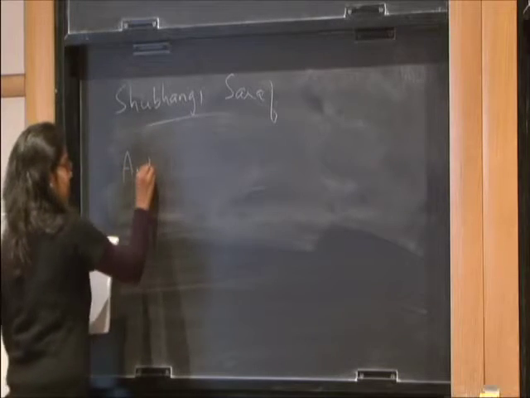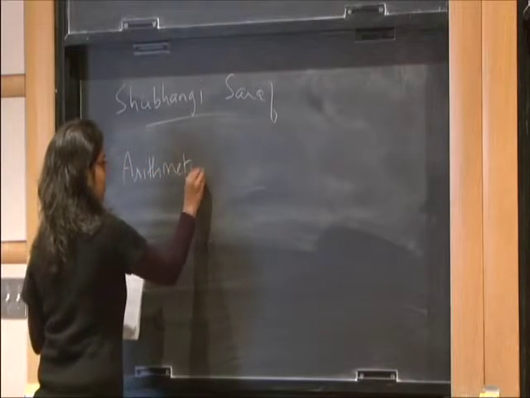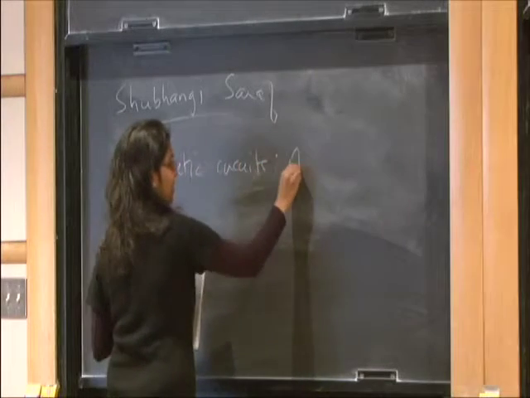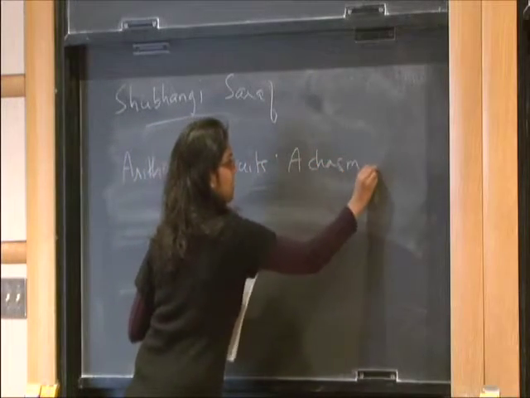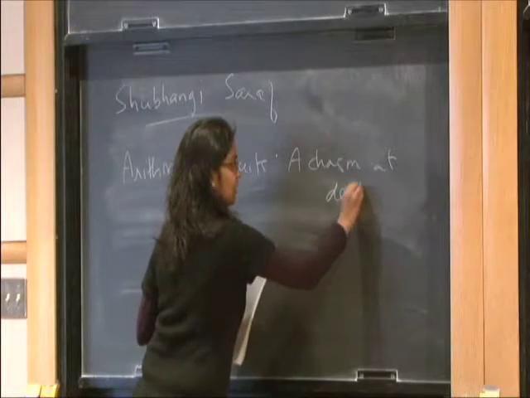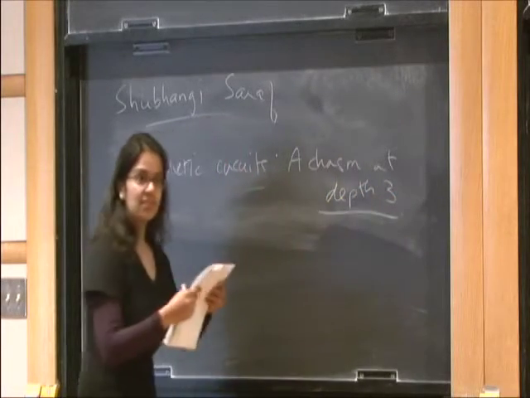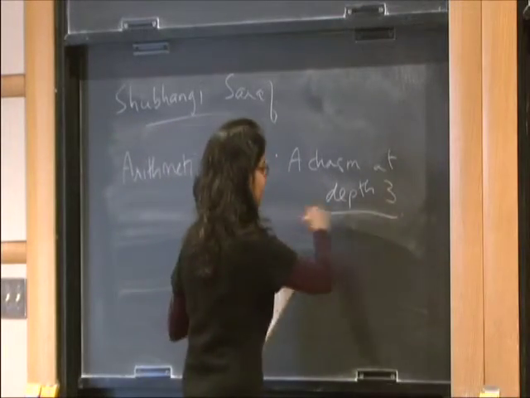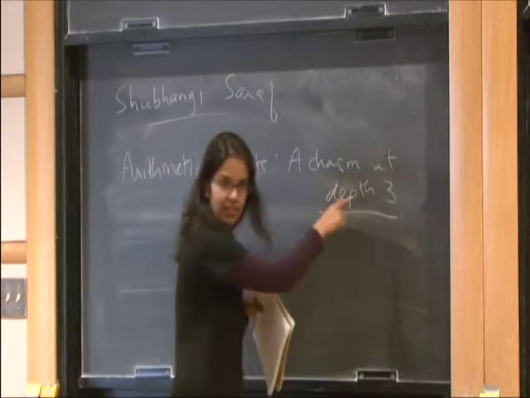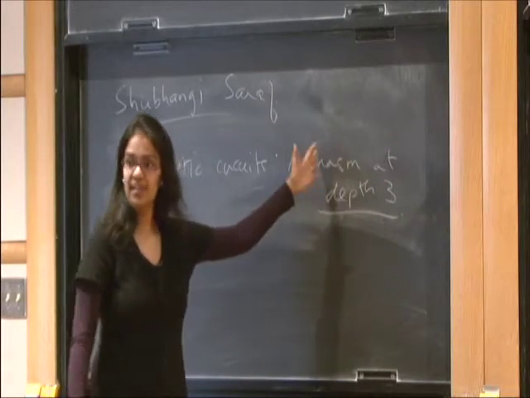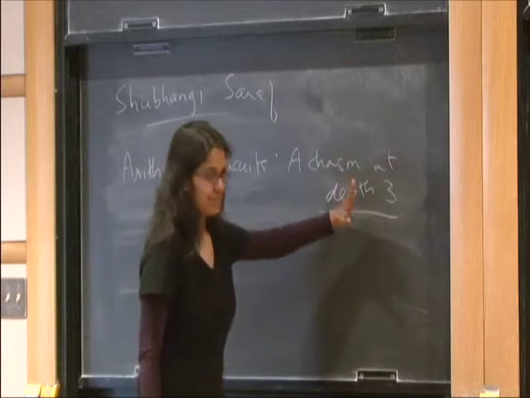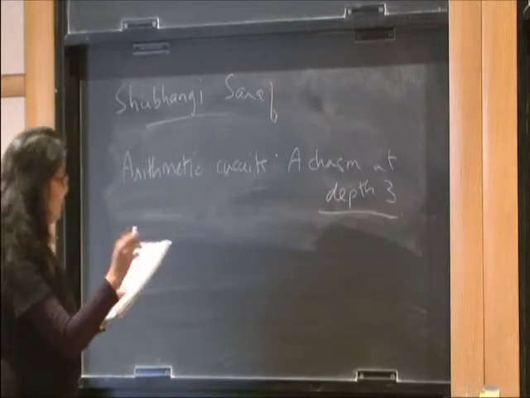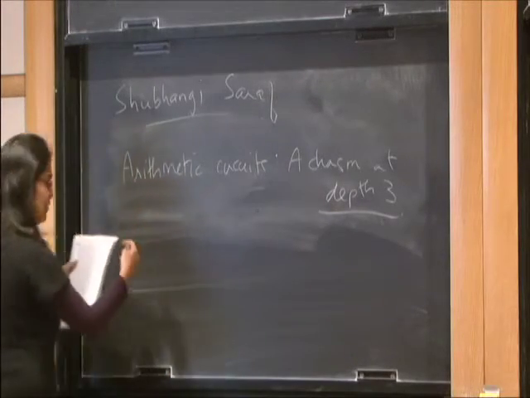This is the paper called Arithmetic Circuits: Chasm at depth 3. There were lots of papers with this title or similar titles with depth 4 earlier on, and I think this surprised everybody that something like this is true even for depth 3. This was not believed to be true, the result of this paper.